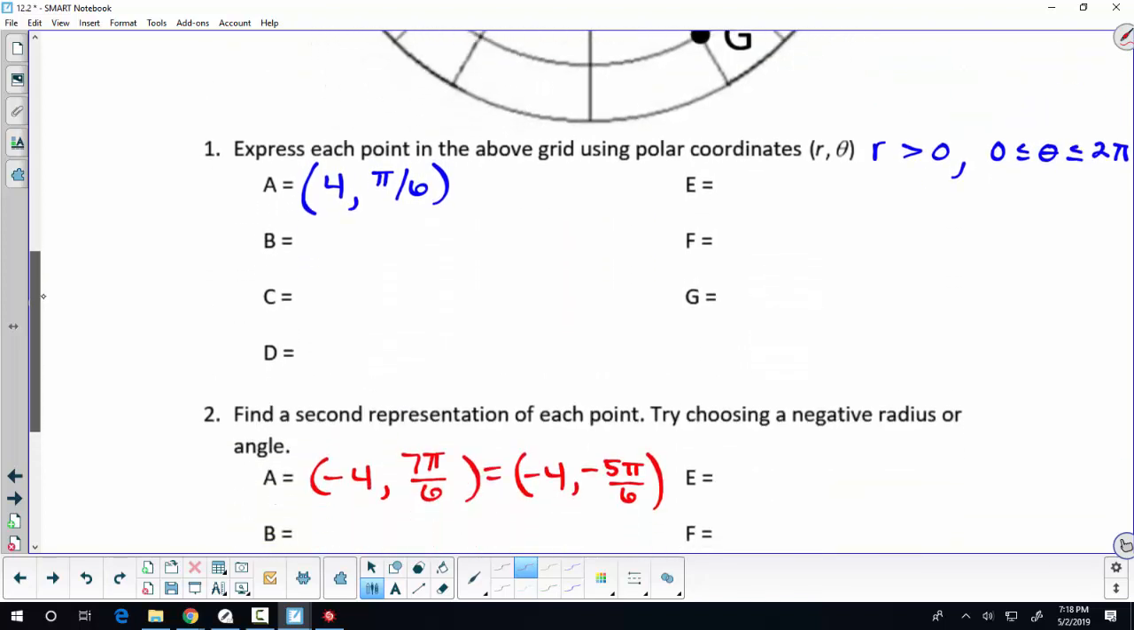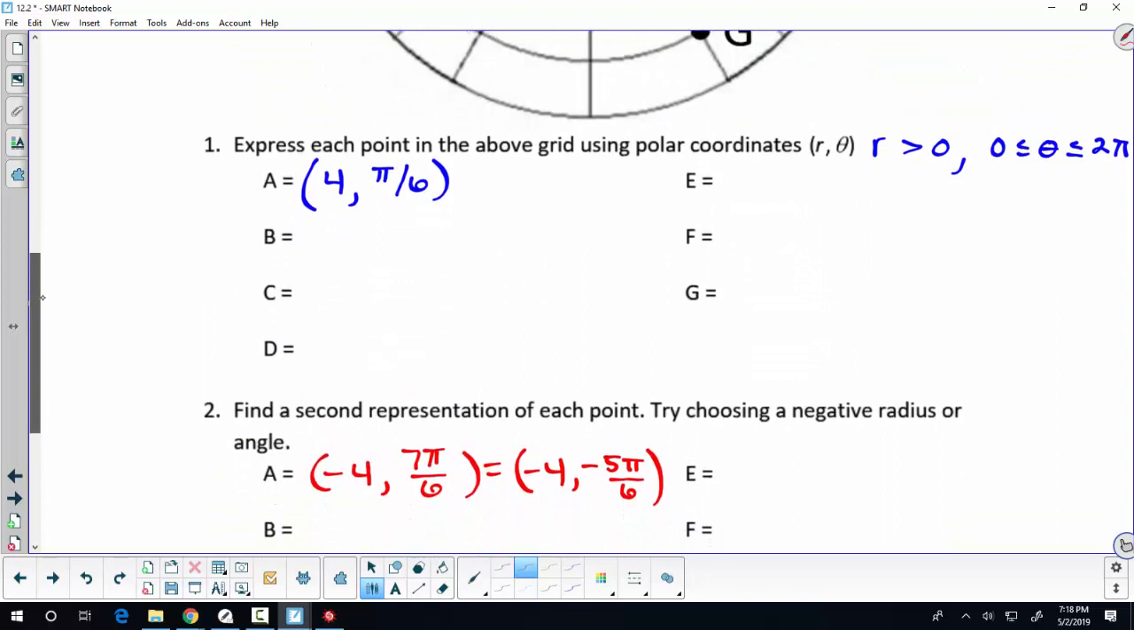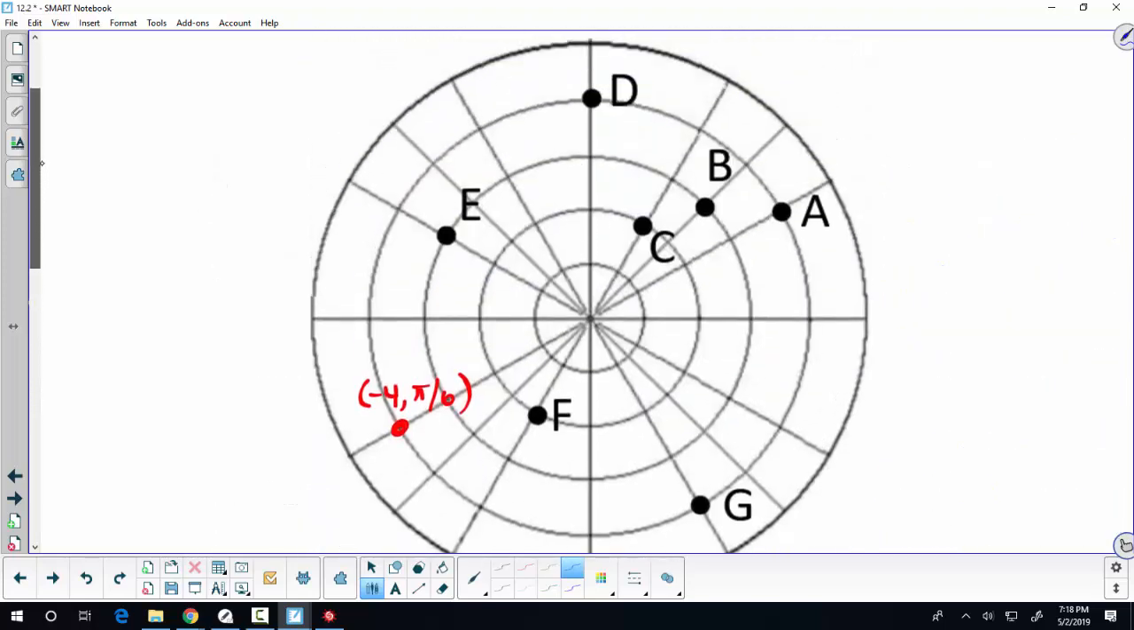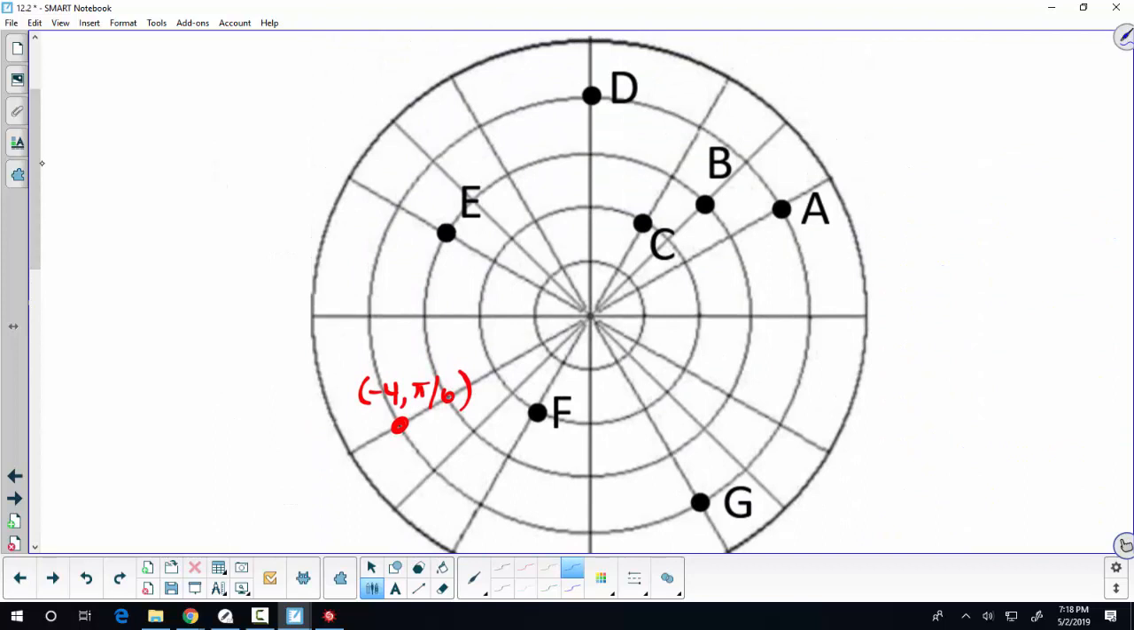All right, let's do point E. So how do we describe point E in the first part, polar coordinates? 3 comma 5 pi over 6. It wouldn't be 5 pi over 6. For E, no, because we're over here. So 3, yeah, 3 pi over 6 would put us here. That's 3 pi over 6.